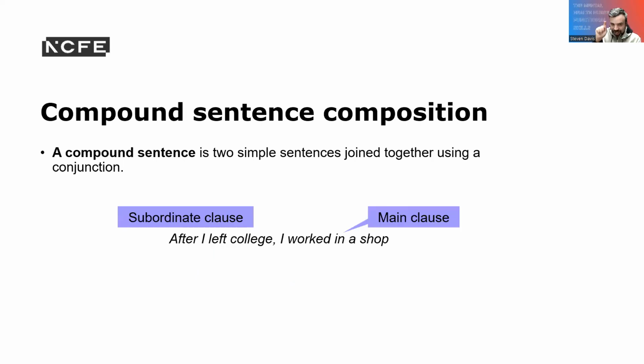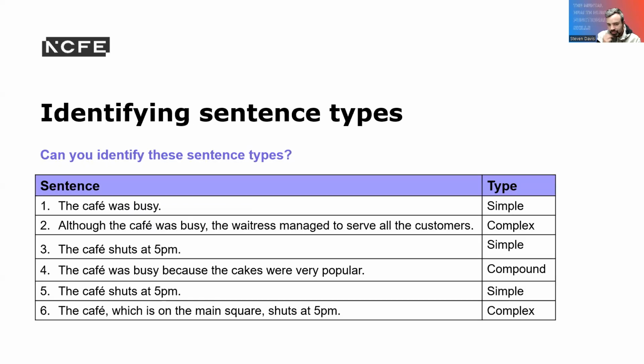Now, where you're meant to be at now is the complex sentences. So this is where a complex sentence has a main clause and a subordinate clause. So, after I left college, I worked in a shop. So identify the sentence types. Remember, now you are meant to be on complex.